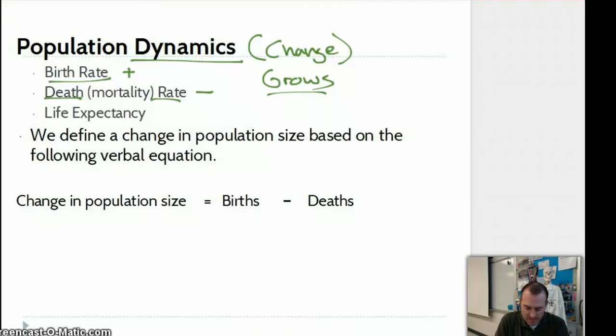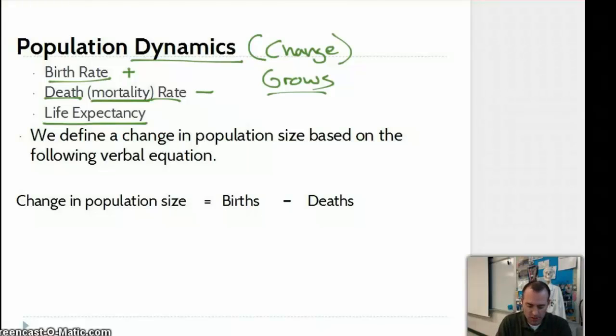Sometimes people refer to this as mortality rate, especially with the human population. This word death has a really dark meaning to it, and so the word mortality rate is often used. They really mean the same thing. And finally, we have life expectancy. Life expectancy doesn't really add or take away. More so, life expectancy is how much each generation overlaps. The longer the life expectancy, the more often you'll have grandparents, great-grandparents, and great-great-grandparents all living at the same time because they live longer. So that will affect the population size.